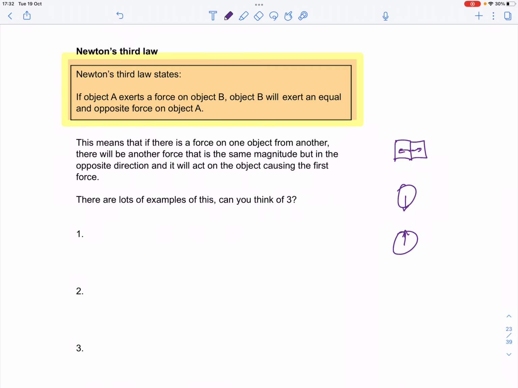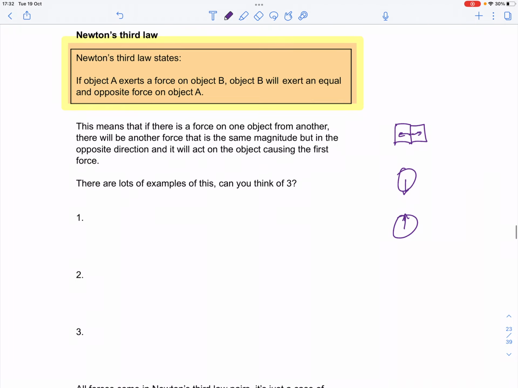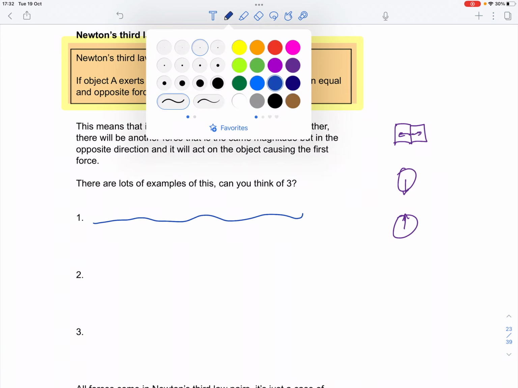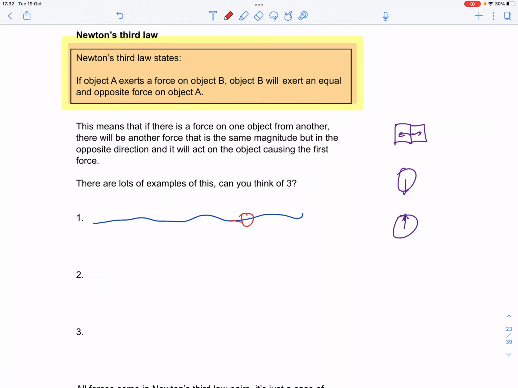And obviously this happens all over the place. So let's have a think of a few examples of that. And the first one, I guess, might be swimming. So here's some water, and we have a person in the water swimming, legs going up and down, doing their front crawl or whatever. And at this particular point, this hand is pushing back against the water in this direction. They're pushing backwards on the water. So the question is raised, if they're pushing back on the water, why are they going forwards?